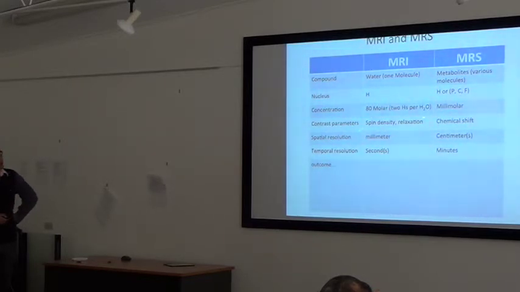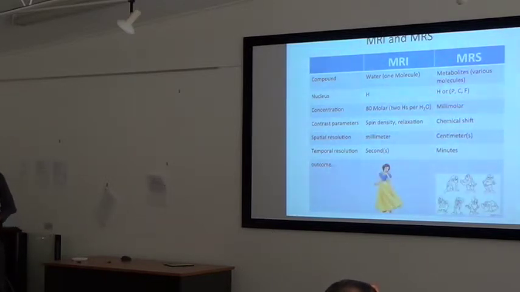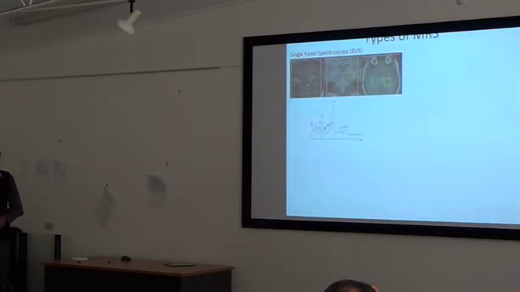You get a beautiful MRI image because of the spin density and relaxation of water, and you get the spectroscopy because of the chemical shift we just talked about. In MRI, you get beautiful and very fine structures. In spectroscopy, you're looking at a centimeter scale. In MRI, you can acquire the whole brain in a second. In spectroscopy, it takes minutes. And the outcome is obviously not as beautiful as MRI.